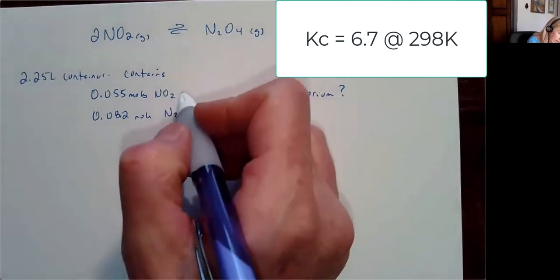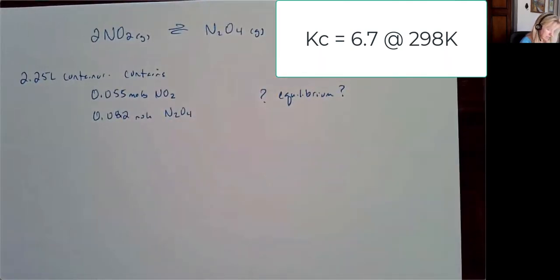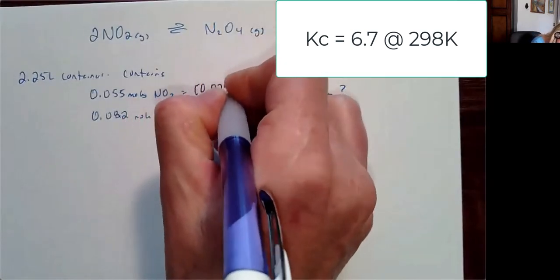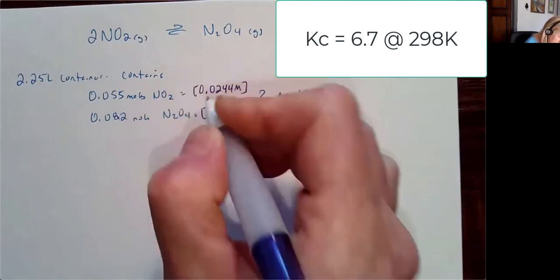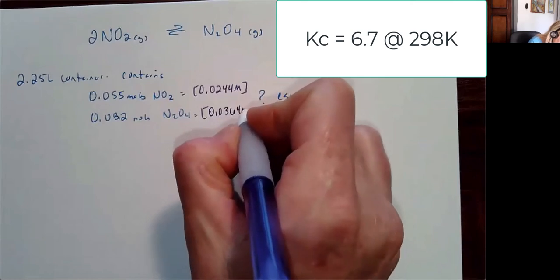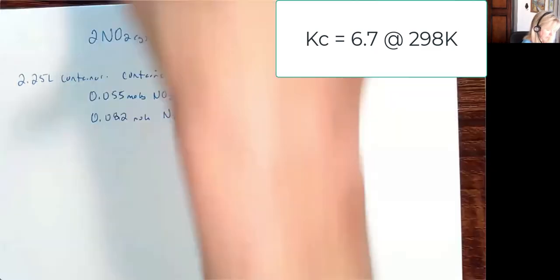I might go ahead and convert these into molarities, just because I know I'm going to need to use that. So I'm going to take moles and divide by liters. That's going to give me the molarity of NO2, which is 0.0244, and N2O4 is 0.0364 molarity. So I just have those molarities handy.